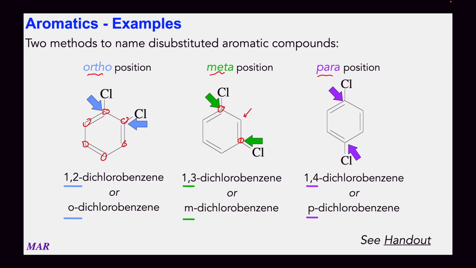Now, if you're thinking, why isn't there a 1,5-dichlorobenzene? There absolutely could be, but if you think about it, and you number not clockwise but counterclockwise, you'll see that 1,5 would actually be the same as 1,3-dichlorobenzene. So again, you can number these things in both ways. I'm talking about them here in a clockwise fashion, but you should think about what they would be in a counterclockwise fashion as well.